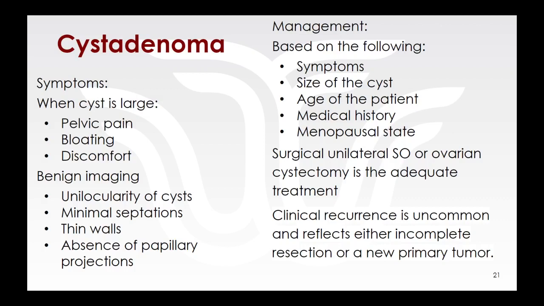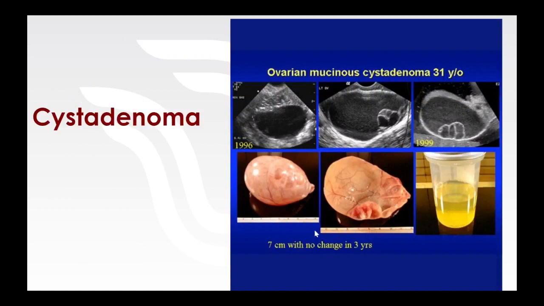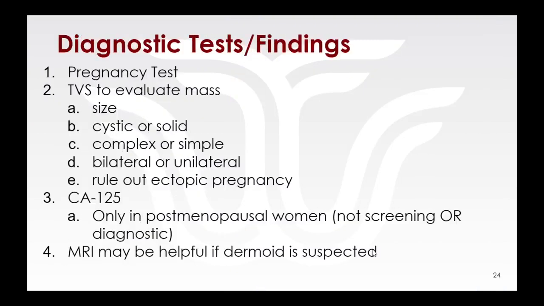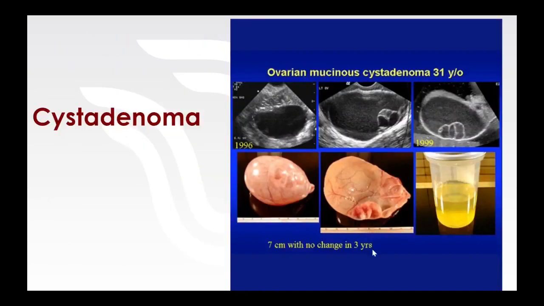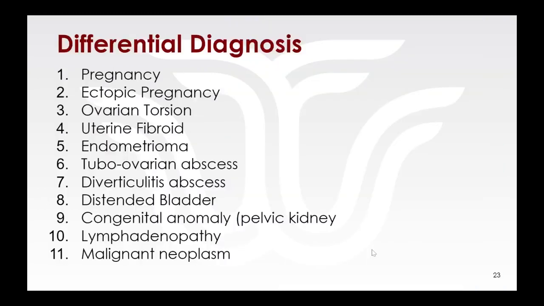So they usually go away on their own, and recurrence is not common. These are what they look like, and you can see how large they get and what the drainage from that looks like. This is in a 31-year-old patient, and this is saying that it's 7 centimeters and it didn't change in 3 years. So I can imagine that would be pretty uncomfortable, but I'm glad she finally got it out.